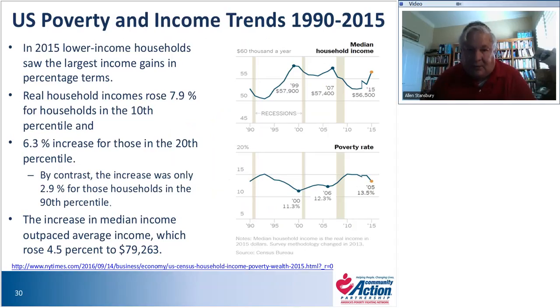And the poverty rate, as you can see, has been an up and down graphic here. The lowest being 11.3% just before the dot-com recession, and today it's estimated to be 13.5%. Going on to the next slide.